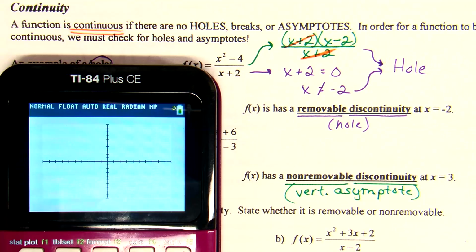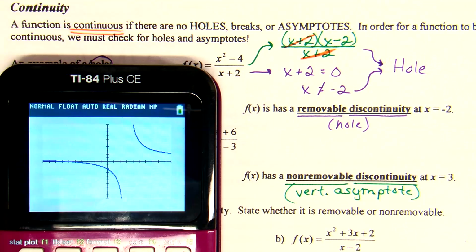Okay. Is this graph continuous? Can I draw that all at once without picking up my pen? No, definitely not. This graph is two different pieces. Okay, so this is definitely not continuous. Definitely more than a little hole, isn't it?